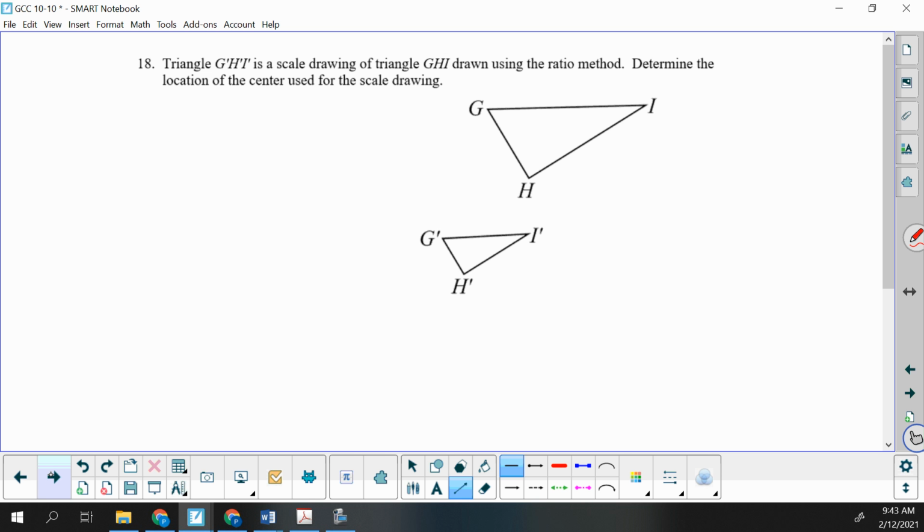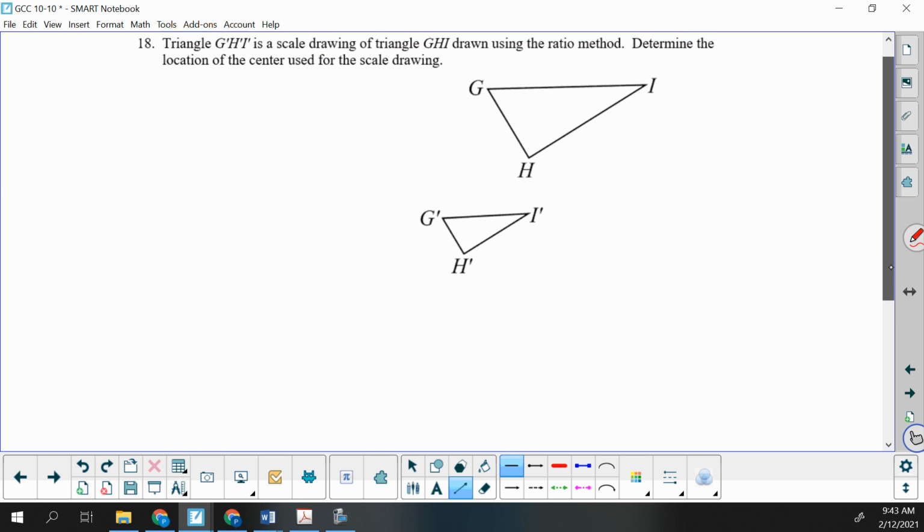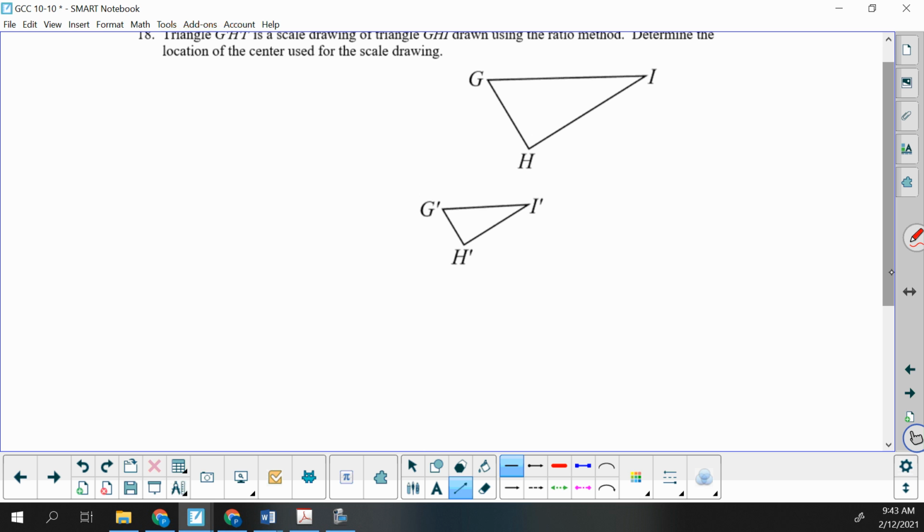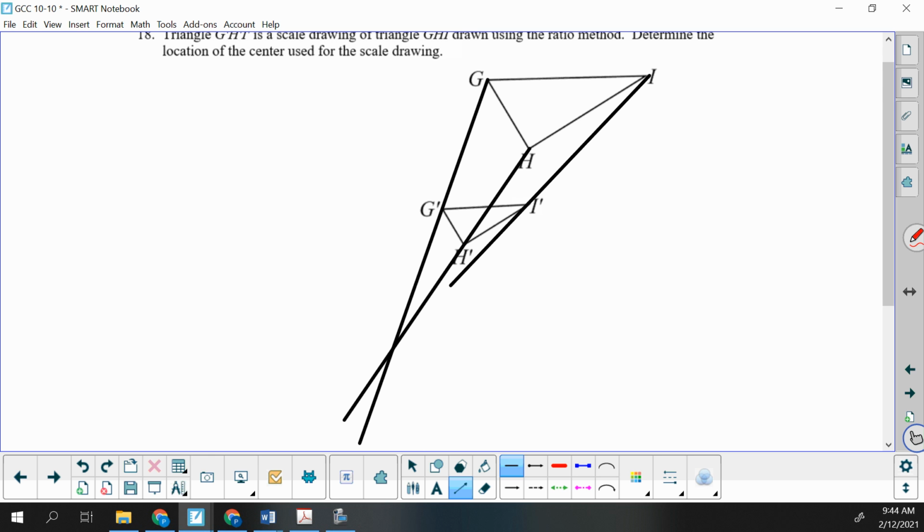And our last one for this video will be 18. We want to find the center of dilation. So we'll be just using our straight edge here. So start at G and use your straight edge and connect it through G prime a ways. We'll go H through H prime. And that should be it, but go I through I prime just to confirm that it ends up at the same spot. And so this would be our center of dilation.